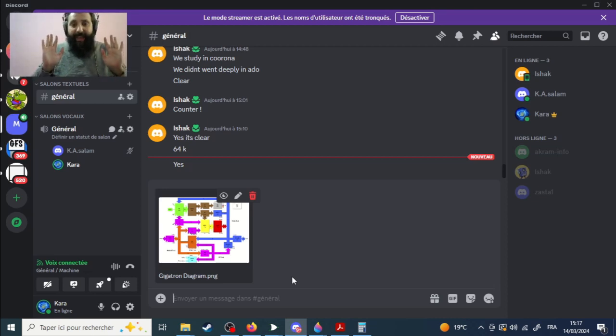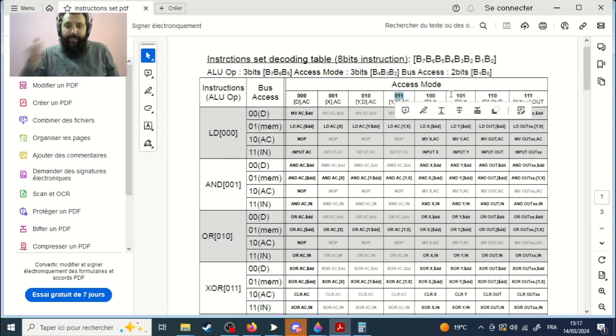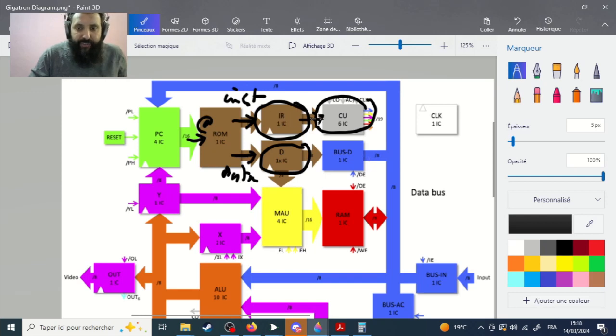We have 8 bits to describe each instruction. If you remember what we did here, we have 3 bits for the code of the instruction, 2 bits for the bus access, and 3 bits for the mode access. 3 plus 2 plus 3, we have 8 bits. This slicing of the bits, we'll understand later how an instruction is composed. Anyway, the 8 bits of the instruction go to the control unit.